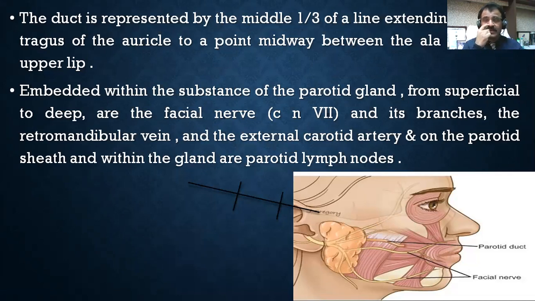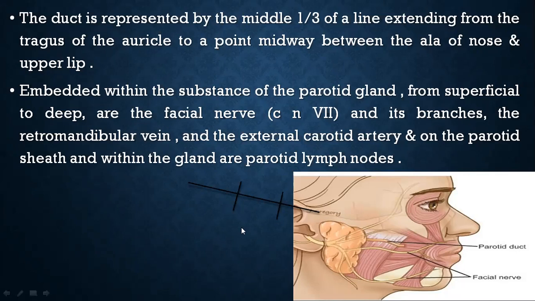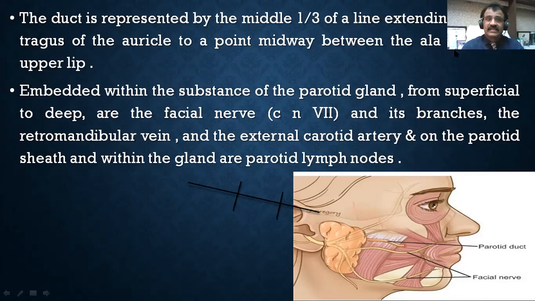Embedded within the substance of the parotid gland from superficial to deep are the facial nerve, that is the seventh cranial nerve, and its branches, and the retromandibular vein and external carotid artery. On the parotid sheath and within the gland are the parotid lymph nodes. So the parotid lymph nodes, which are present in the parotid region, those we have counted here.